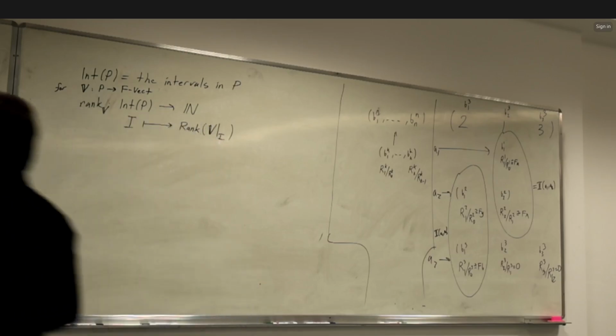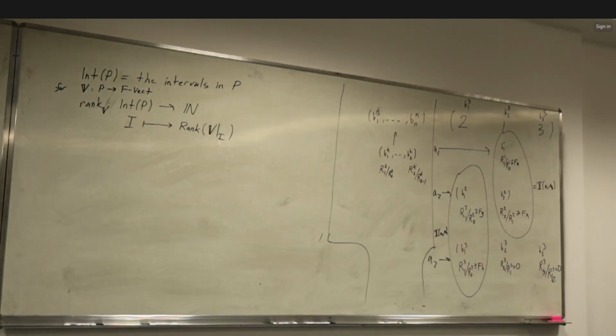So for example, here for example triangle, there are 3 intervals, this one, and this one, and the rank function just sends these to 0, 1, 1.